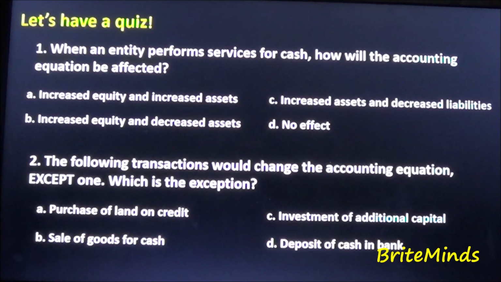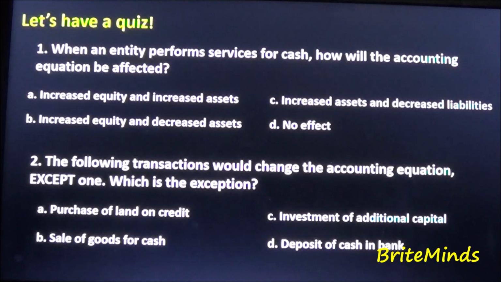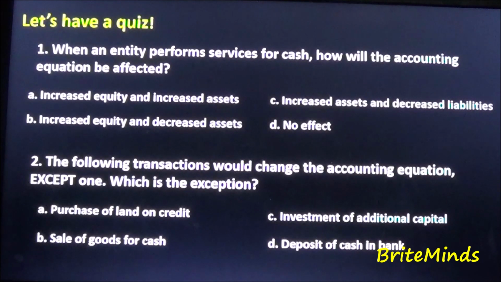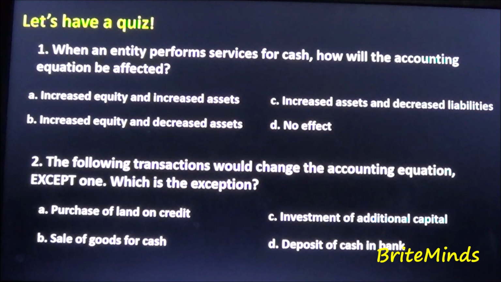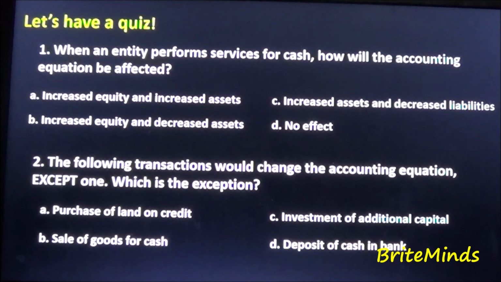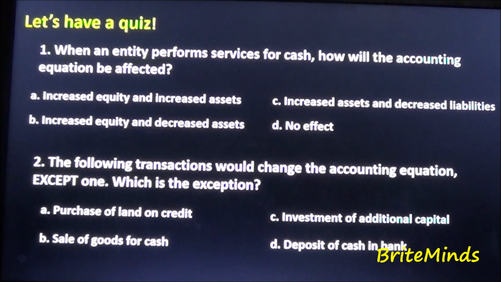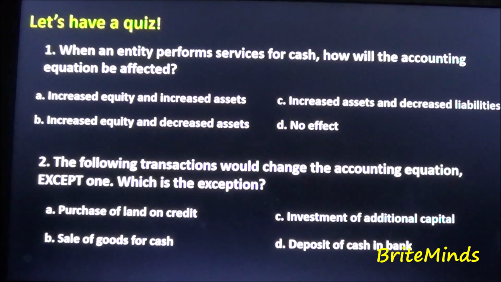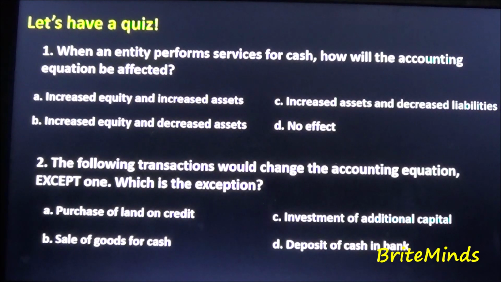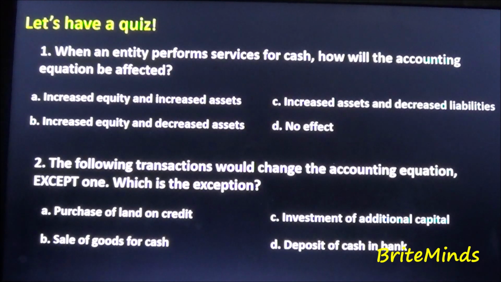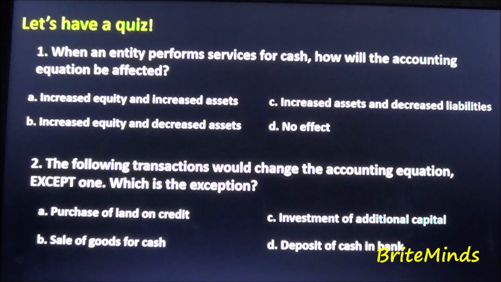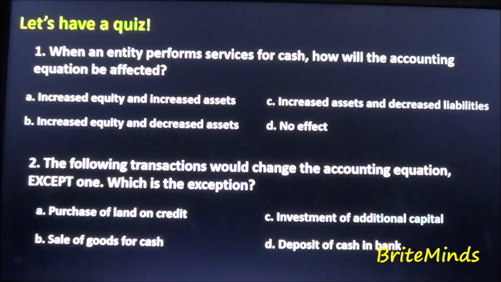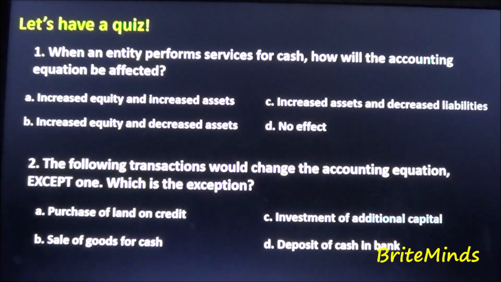Let's have a short quiz, guys. I have here 2 questions for you to answer. Number 1, when an entity performs services for cash, how will the accounting equation be affected? A. Increased equity and increased assets. B. Increased equity and decreased assets. C. Increased assets and decreased liabilities. D. No effect.